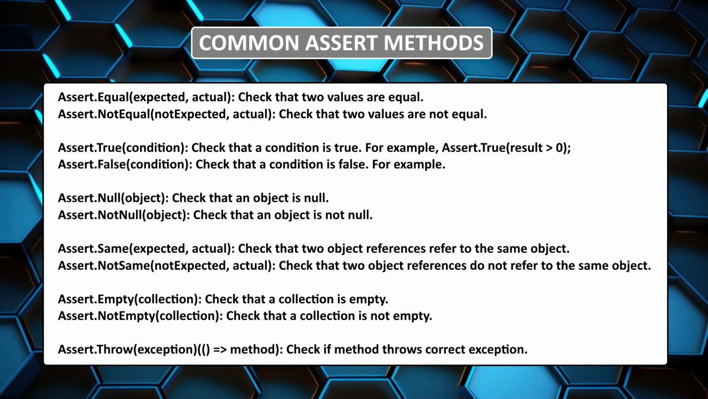The Same and NotSame assert is a little trickier. It checks if an object that is being referenced is the same as the expected object it should reference. Then there's the Empty and NotEmpty assert to check if a list or collection type is empty. And of course, the Throws assert we've seen. This checks that under certain conditions, a method will throw the correct exception.